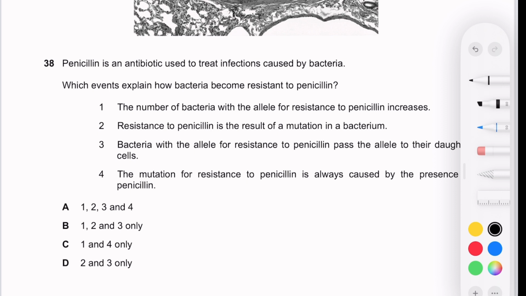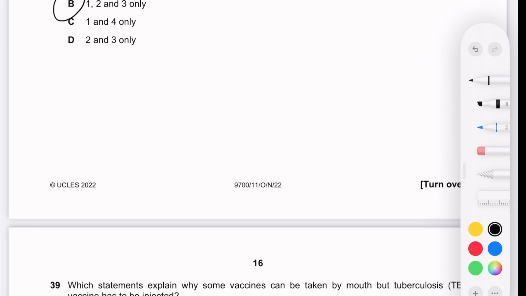38. Penicillin is an antibiotic used to treat infections caused by bacteria. Which events explain how bacteria become resistant to penicillin? The mutation for resistance to penicillin is always caused by the presence of penicillin. That's wrong, because it's a random mutation that happens suddenly and leads to bacteria being resistant. Bacteria with the allele for resistance to penicillin pass the allele to their daughter cells. That is correct. But how do they become resistant? Resistance to penicillin is a result of a mutation of bacteria. That is correct. The number of bacteria with the allele for resistance to penicillin increases. Another right one, so the answer is B.